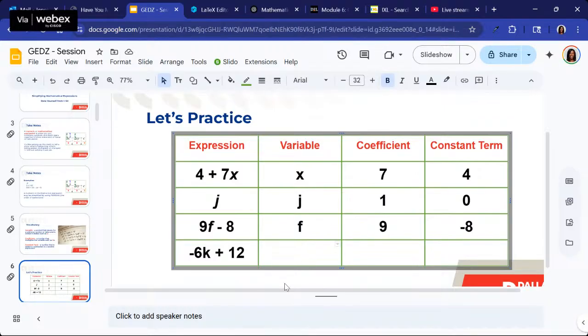I forget I have 2 Jennifers. That was for Jennifer Rivera. I got your message. Okay. K is our variable. What is our coefficient? Ms. Freeman, make sure you drop those answers so I can make sure you're understanding. Daviana just got in and already getting it. Good job. -6 is the coefficient, and what is the constant term?